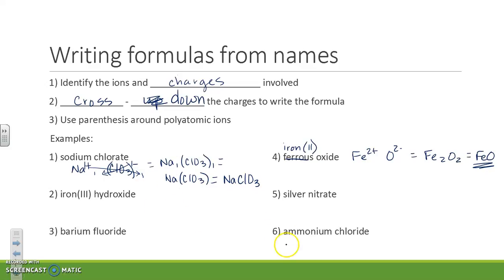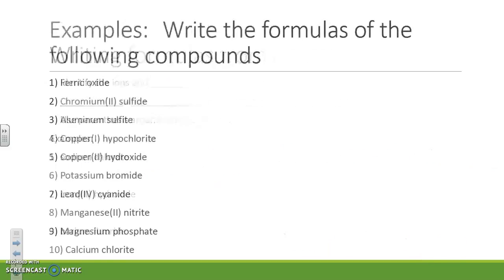All right, last one, ammonium chloride. Ammonium is NH4 with a +1. Chloride is a -1. When we cross those down, we've got NH4 in parentheses with a 1, Cl1. Do we have to write that? No, so we put NH4Cl. I think that's it. I'm running out of time.